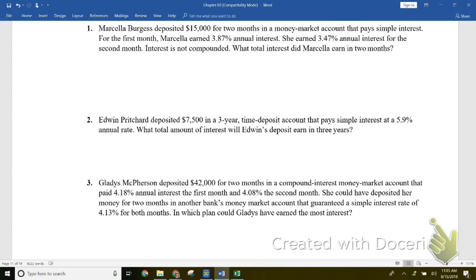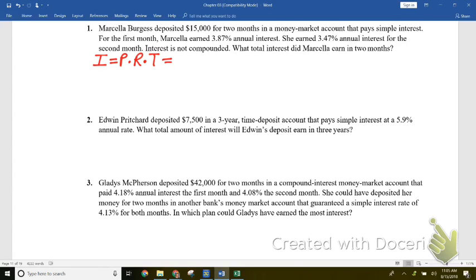We have Marcella. She deposits $15,000 for 2 months in a money market account that pays simple interest. For the first month, she earns 3.87% annual interest, and then on the second month, she earns 3.47% annual interest. It's not compounded because it's simple interest, and we want to find out the total amount of interest that she makes over the 2 months. So for both of these, we're going to be using our simple interest formula, principal times rate times time.